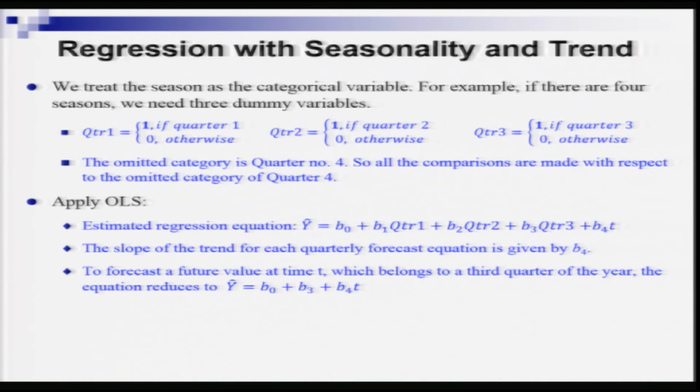They fall out from the originally estimated regression equation, because the observation is coming from the third quarter of a particular year, so the dummy variables quarter 1 and quarter 2 take 0 values in this case, and hence b1 and b2 will not show up in the reduced equation. So, we have this simple equation. Now you plug in the value of t and you get the future value at time t.